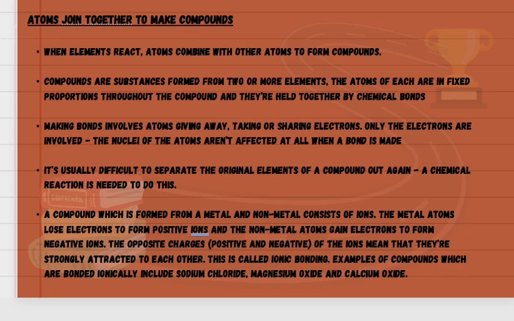A compound which is formed from a metal and non-metal consists of ions. The metal atoms lose electrons to form positive ions, and the non-metal atoms gain electrons to form negative ions. The opposite charges, positive and negative, of the ions mean that they are strongly attracted to each other. This is called ionic bonding. Examples of compounds which are bonded ionically include sodium chloride, magnesium oxide, and calcium oxide.